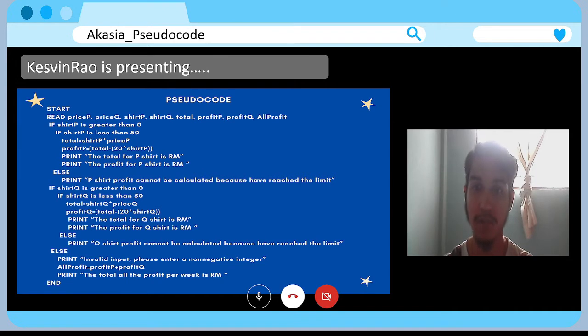Now let's go to the assignment. So first, we start off with the pseudocode command, which is start. And then we have to read all the variables, which are price P, price Q, shirt P, shirt Q, total, profit P, profit Q, and all profit. And then next, we use the if-else statement.